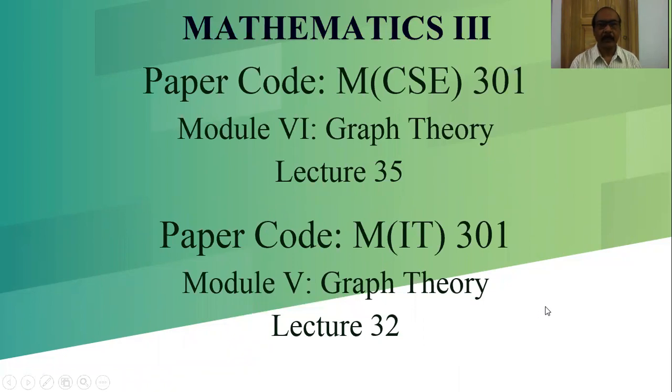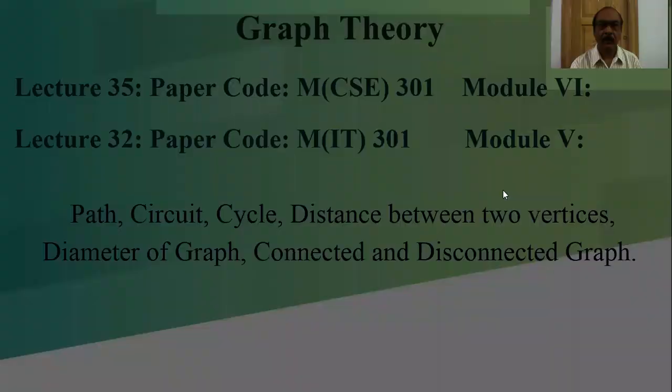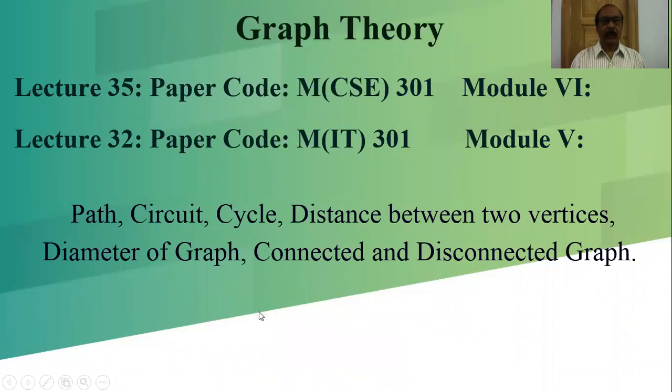Today we learn Lecture 35 for MCSC 301 Computer Science and Engineering, Module 6, Graph Theory. Lecture 32 for MIT 301 Information Technology, Module 5, Topic 6, Graph Theory.